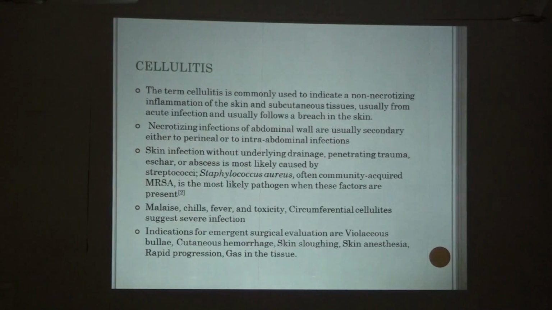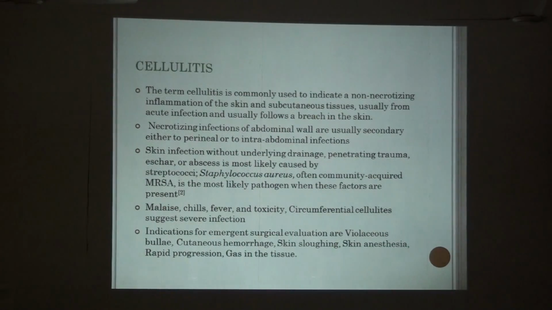Now, our patient, the postoperative complication that she had, we had three things in our diagnosis. First, abdominal wall cellulitis. So I will be just describing those things. The term cellulitis is commonly used to indicate a non-necrotizing inflammation of the skin and subcutaneous tissues, usually from acute infection, and usually follows a breach in the skin.